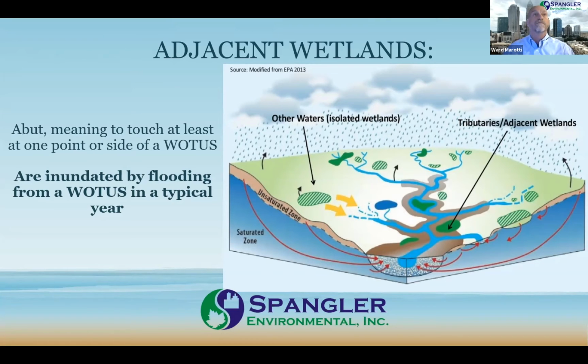If it's documentable, and I'm not going to go through the details about the documentation of that analysis here, a floodplain pool that is documentable as inundated in a normal year by the adjacent jurisdictional waters, that too is jurisdictional, even if it's not immediately abutting, that is immediately adjacent to those waters.